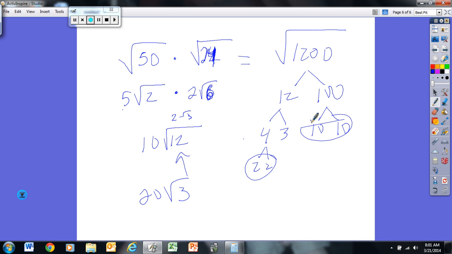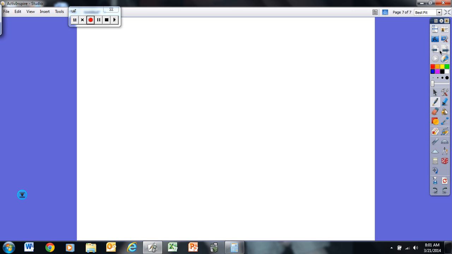So I have a pair of 2's and a pair of 10's, which gives me a 20 on the outside and a root 3 underneath. Again, I think this way is easier. You get to pick whichever way you want. The same goes for cube roots.